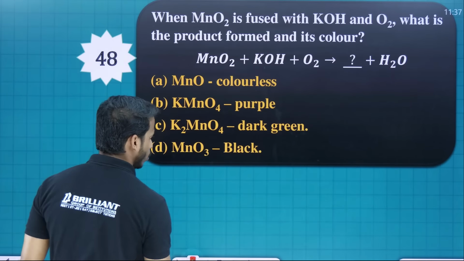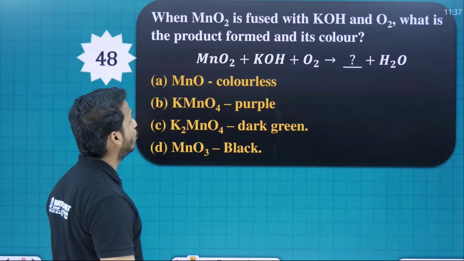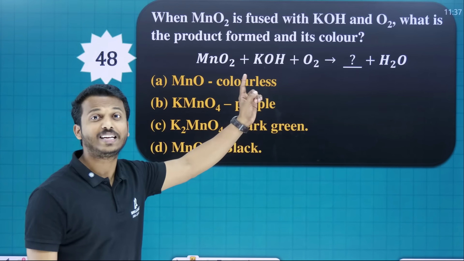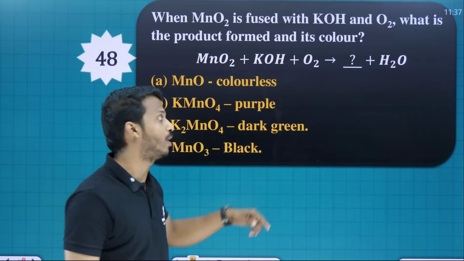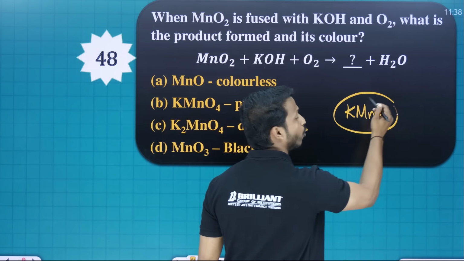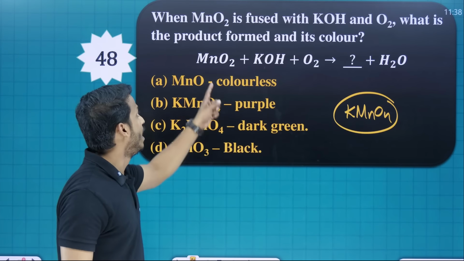Now, when MnO2 is fused with KOH and O2, what is the product formed? Here it is in the preparation of KMnO4. It is a question from the preparation of KMnO4. Two steps are there. Please study all.